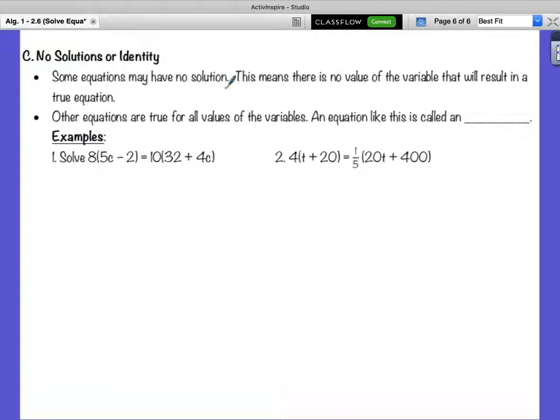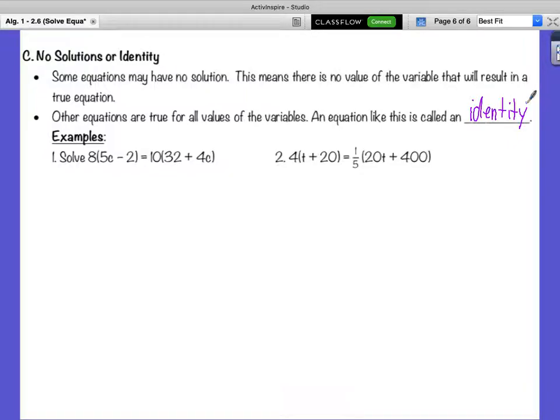Okay, some equations may have no solution. This means that there is no value of the variable that will result in a true equation. So it'll never be true no matter what. Other equations are true for all values of the variable. An equation like this is called an identity, okay? It's called an identity if it's always 100% of the time true. Okay. So now we have 2 equations we're asked to solve. One will be the one that never works, and one will be the one that always works. Okay, we have to figure out which one's which here.